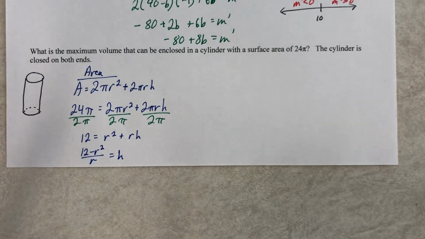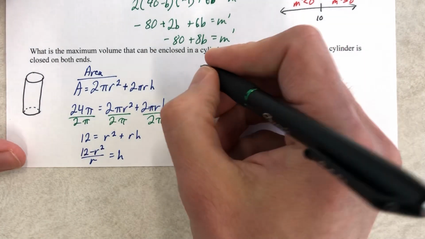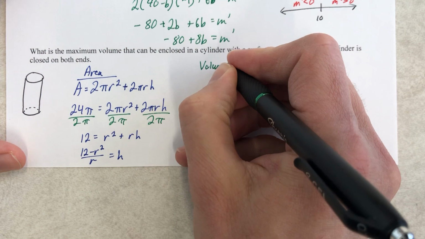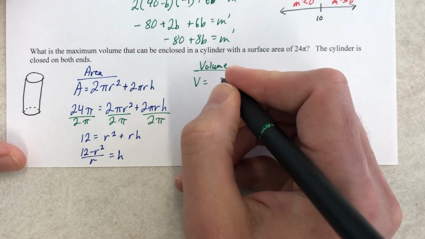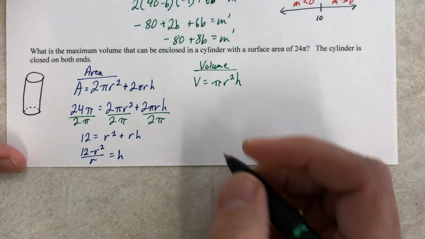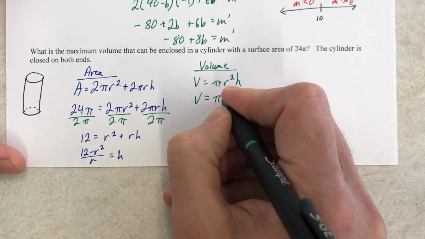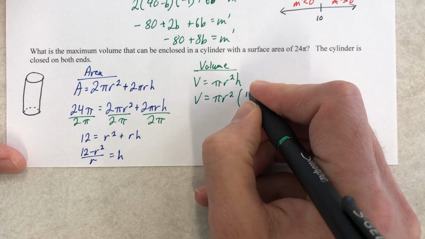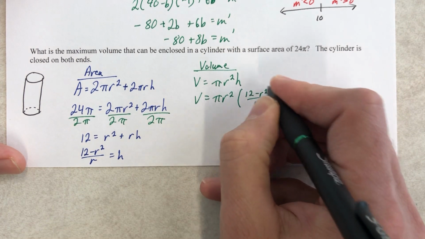Okay, maximum volume, that's what I don't know, so we're going to deal with volume. And the volume is pi r squared h. Okay, we have some simplifying to do here. Pi r squared times the height, and that would be 12 minus r squared over r.